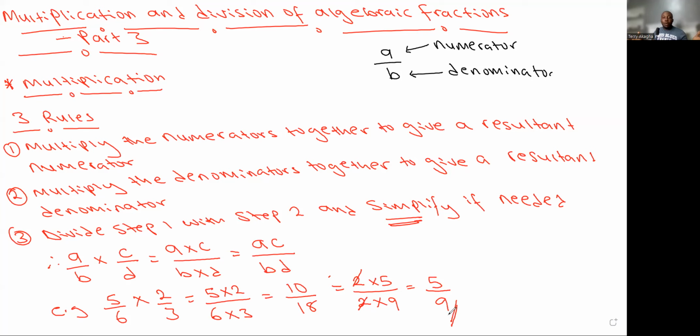Okay, so that is that for multiplication. So let's quickly go to division. How do you proceed when you have two algebraic fractions dividing each other? For division, it is basically the same thing or very similar. It's just that you have an extra step added.